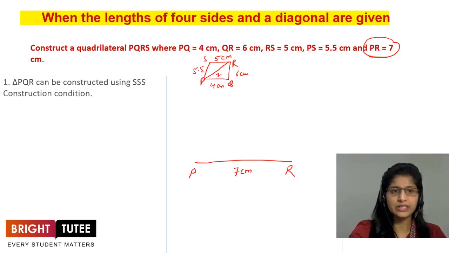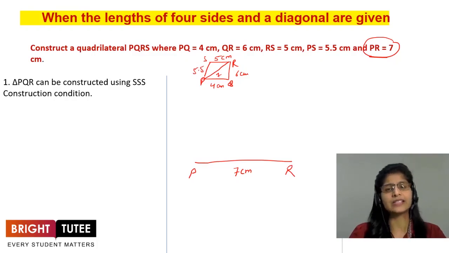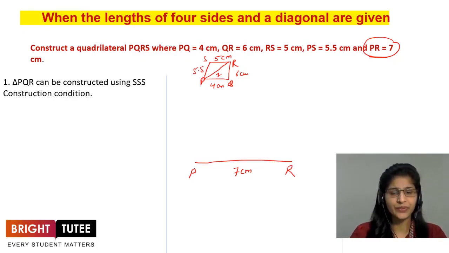So what you will do, just see here, I have written the first step. They're writing triangle PQR can be constructed using SSS construction condition. What is SSS construction condition? When we are given the three sides of the triangle. Okay, so PR is given, right? We need to now draw PQ and QR.